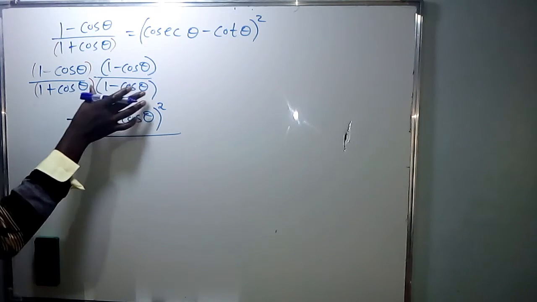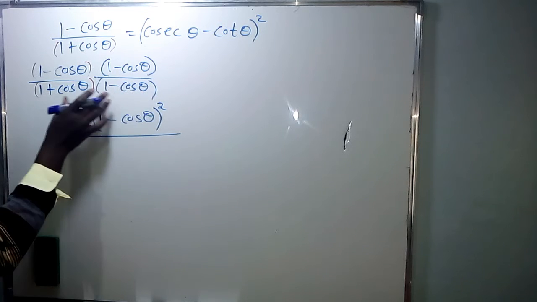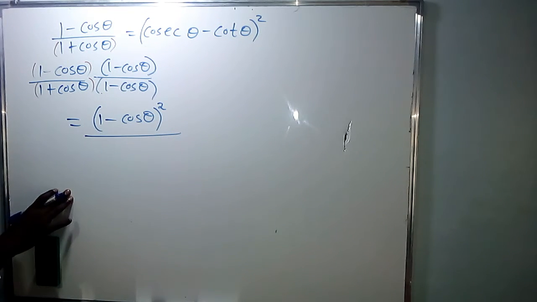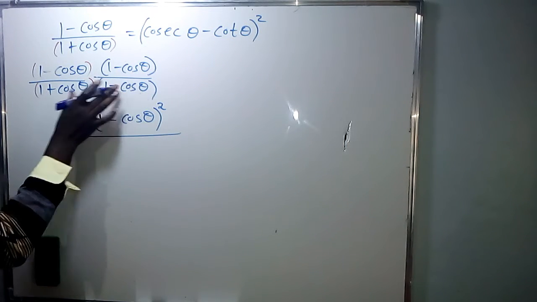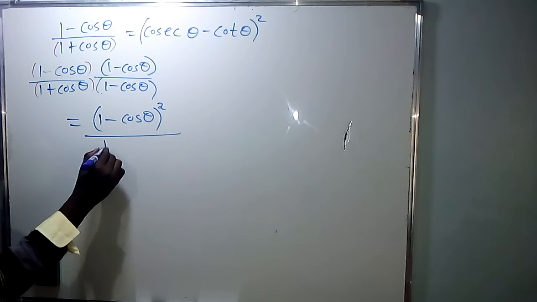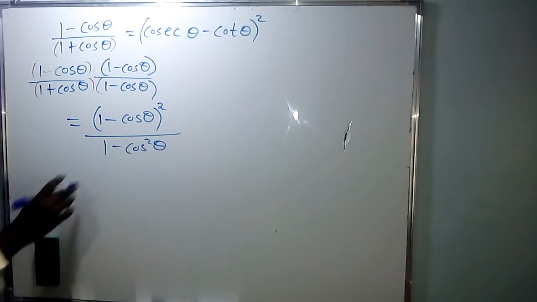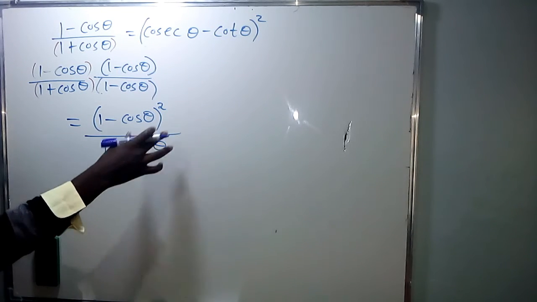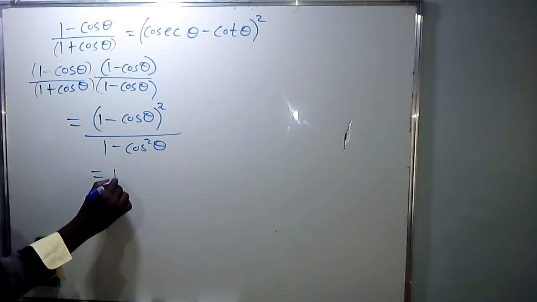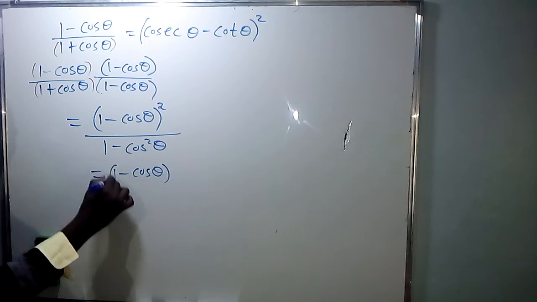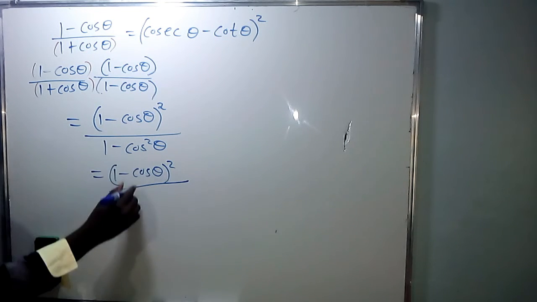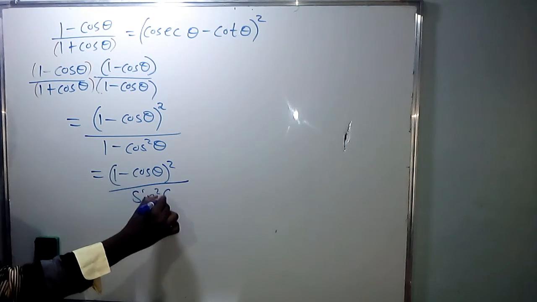Then what do we have in the denominator? A difference of two squares, the conjugates. Those conjugates are what? The conjugate of the Pythagorean identity, isn't it? So 1 minus cos theta and 1 plus cos theta gives you 1 minus cos squared theta. From the Pythagorean identity, we've shown that 1 minus cos squared theta is the same as sine squared theta, because cos squared theta plus sine squared theta is 1.